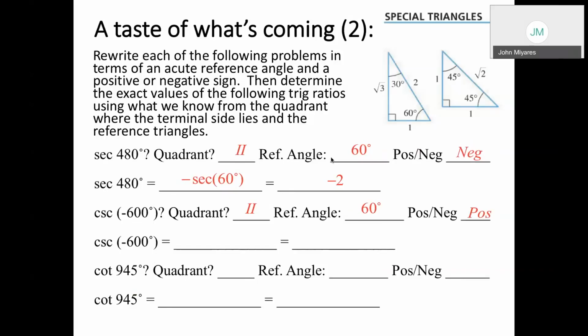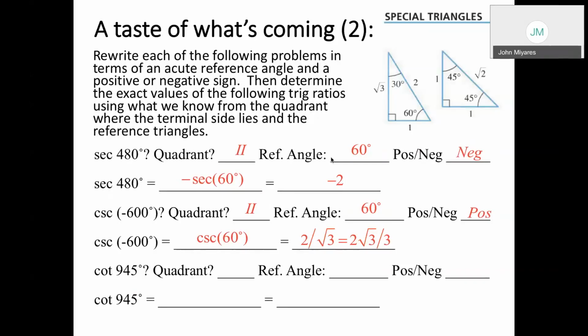So rewriting this, I'm going to say the cosecant of negative 600 degrees is going to equal the cosecant of 60 degrees, positive. And then when I look at my reference triangle, the cosecant is the reciprocal of the sine. Sine would be root 3 over 2, so cosecant would be 2 over root 3, or rationalizing, 2 root 3 over 3.